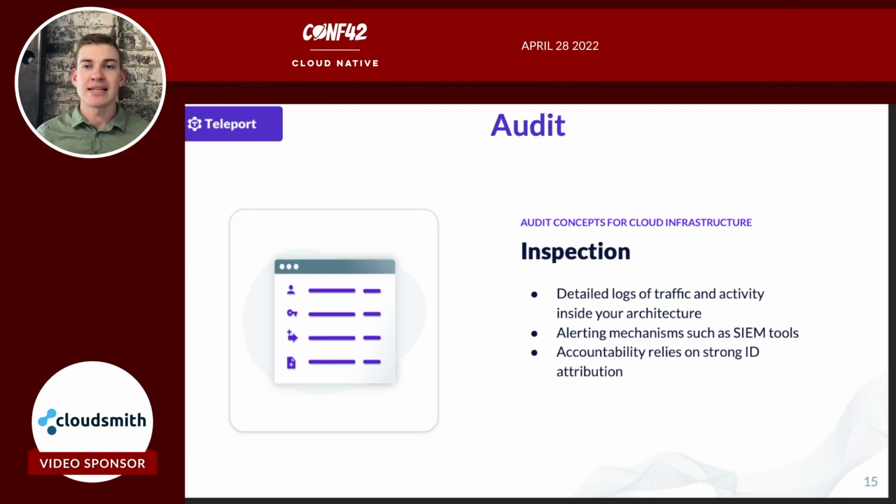Zero Trust relies heavily on the ability to see what's happening within your environments at all times. So alerting mechanisms such as SIEM tools directly enable this, as long as there are strong identities that can be used to attribute entities to each action. For example, knowing who SSH'd into a server as the root user when executing a command, or knowing who deleted or altered a table within a database as the admin user, provide that transparency needed for a healthy cloud infrastructure.